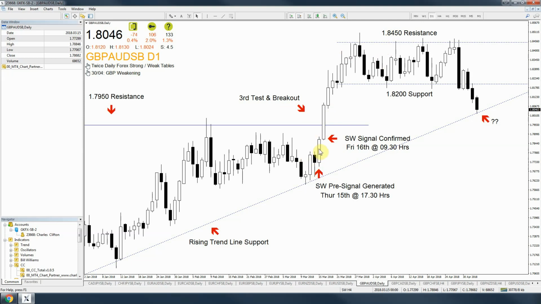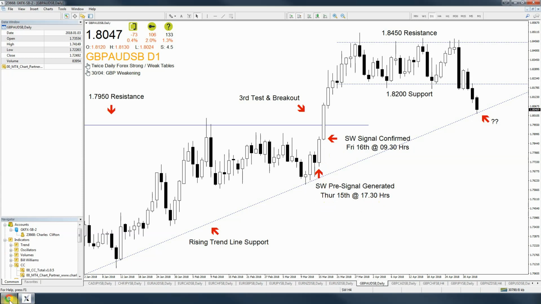So to start with, I just want to draw your attention to this bar here. Those of you who are used to MetaTrader will know that if you look up in the top left hand corner, it will give you the date of the bar that I'll be hovering over. If I go back to this bar, you'll see that is the 15th of March. I've got a little note written down here: strength weakness pre-signal generated Thursday the 15th of March at 5:30 in the evening GMT time.